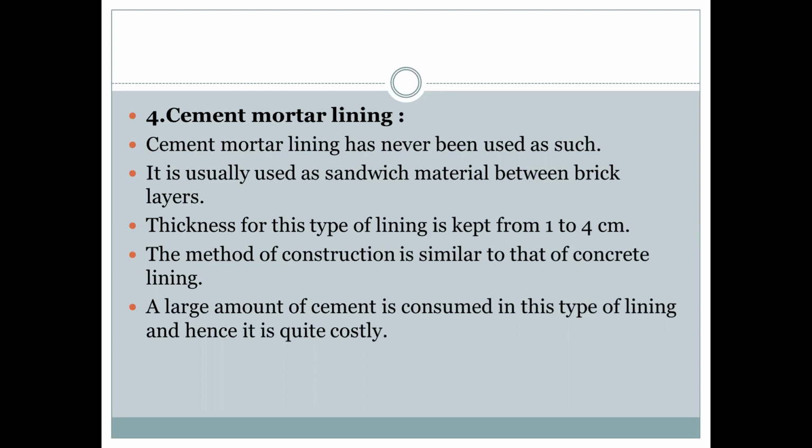The method of construction is similar to that of concrete lining. So it joins the brick layers. This cement mortar is placed in between these brick layers. So these brick layers are joined together with cement mortar. The thickness of lining is kept 1 to 4 centimeter.